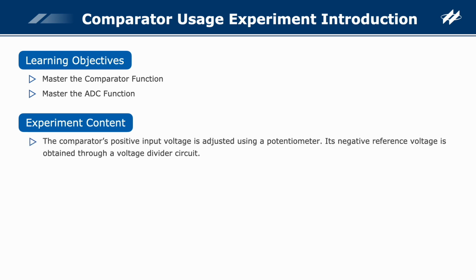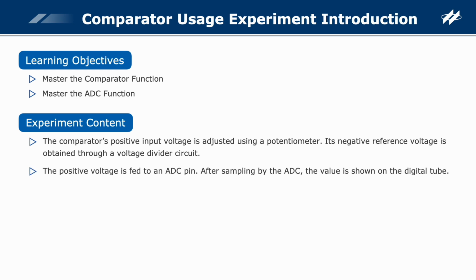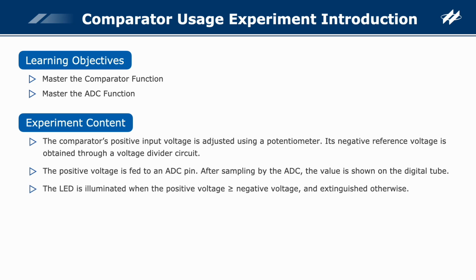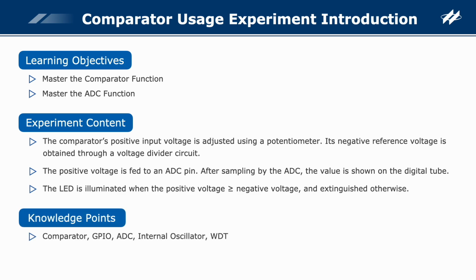The comparator's positive input voltage is adjusted using a potentiometer. Its negative reference voltage is obtained through a voltage divider circuit. The positive voltage is fed to an ADC pin. After sampling by the ADC, the value is shown on the digital tube. The LED is illuminated when the positive input voltage is greater than or equal to the negative reference voltage. Otherwise, it is extinguished. In addition to the comparator, this experiment also uses several other peripherals: GPIO, ADC, internal oscillator, and the WDT function.